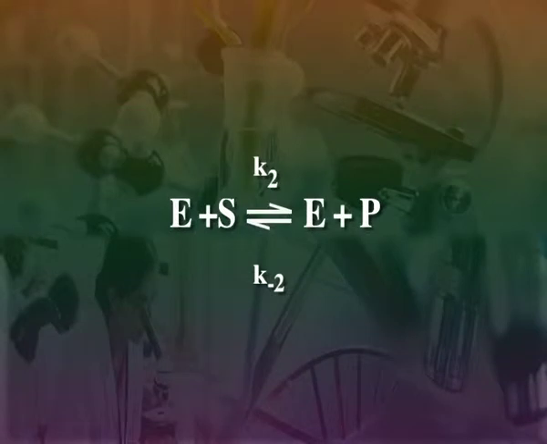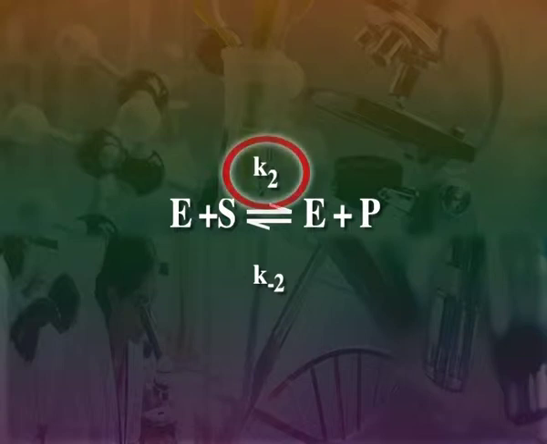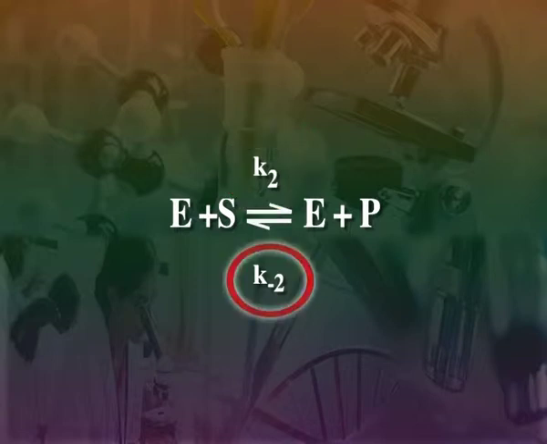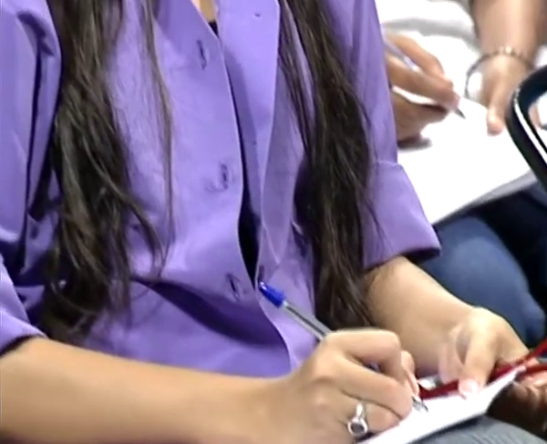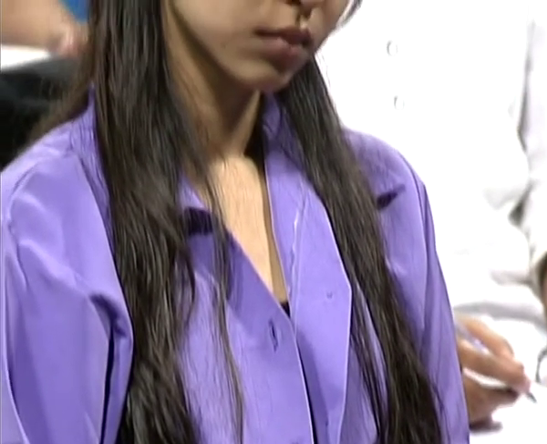In the second step, the complex breaks down in a much slower second step to form the product. ES is converted to E plus P, which is again reversible. The rate constant of the forward reaction here is K2 and the rate constant of the reverse reaction is K minus 2. And after the complex breaks down to yield the product P, the enzyme is again regenerated and free to catalyze the reaction with another substrate molecule.